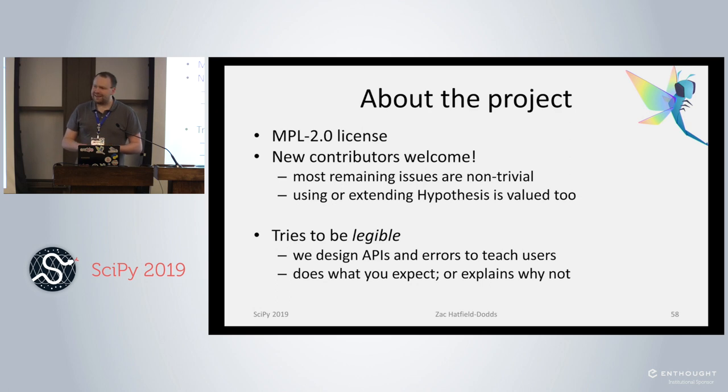And then the last thing is we really want hypothesis to be what we call legible. That is, it's the kind of project where you can understand what it's doing and why. So if you do something unusual, hopefully the API, or at any rate the error messages, should help you understand not just what went wrong, but hopefully why it went wrong and what you can do instead.